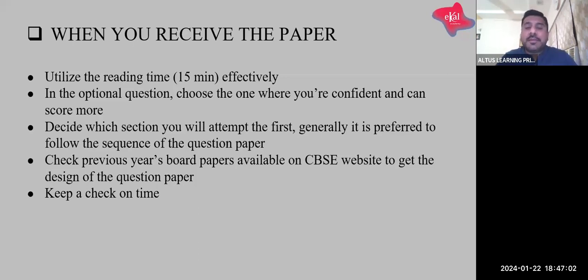You have to finish your paper in time. Generally, the writing time is 3 hours, but ensure that you are able to complete your writing part within 2 hours 40 minutes. So you will have 20 minutes for rechecking the paper. You can go back to the questions which you have left. You can highlight your answer using a pencil.